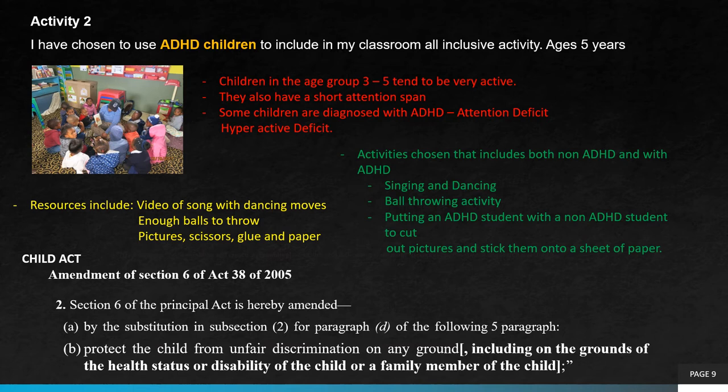Now, what activities have we chosen that include both non-AD and those with AD? Singing and dancing. A child with hyperactivity likes moving, so they will enjoy the dancing side of it and sing. We just got to watch them because they do get out of hand at times, but they have to keep in sync with it. What other activity can I do with a child with non-ADHD and one with HD? Is ball throwing activity. What is that going to assess? That's going to assess their gross motor skill as well as their eye-hand coordination.